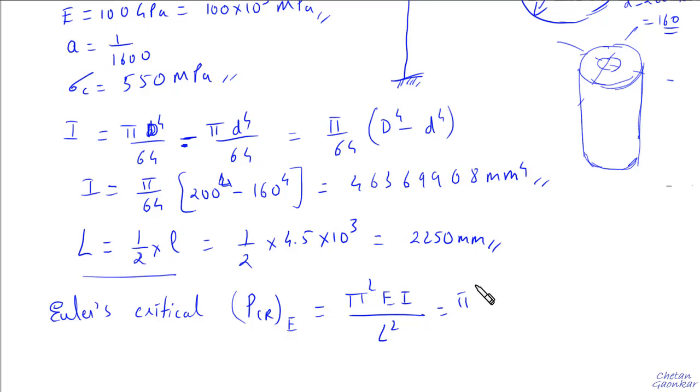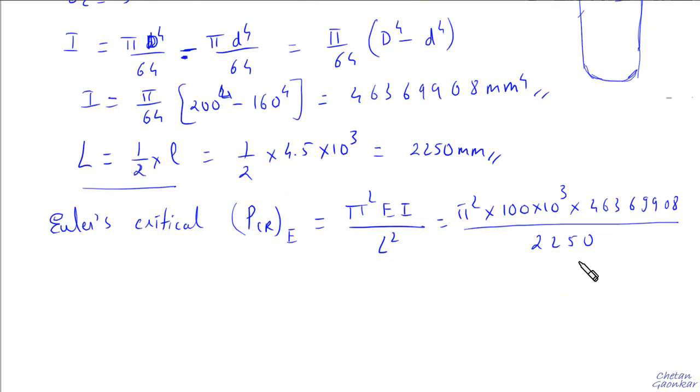So this will be pi square multiplied by E, which is given as 100 GPa, so 100 multiplied by 10 to the power 3 MPa, multiplied by the I value we just now found, 463,699.08, divided by L square. The effective length turned out to be 2250 mm. So the critical load from Euler's formula, P_CR from Euler, will be 9040052.3 Newton.